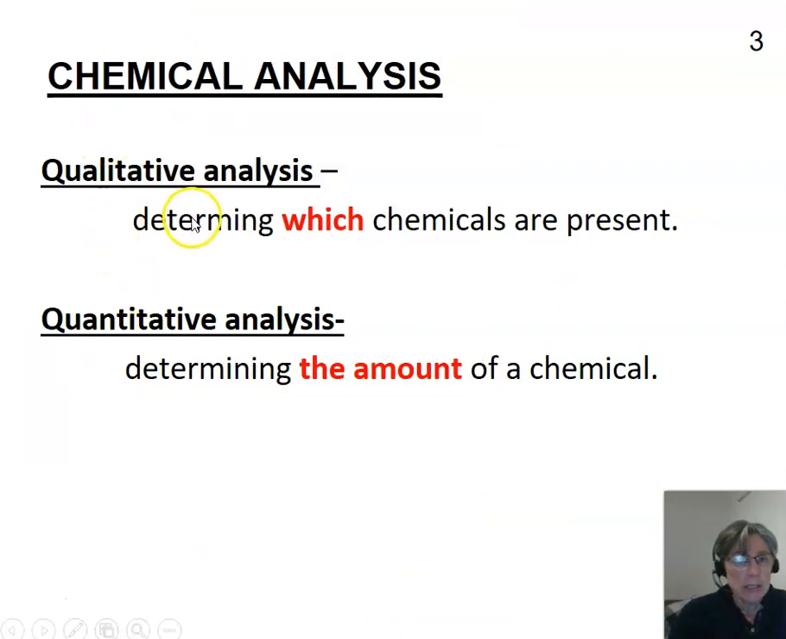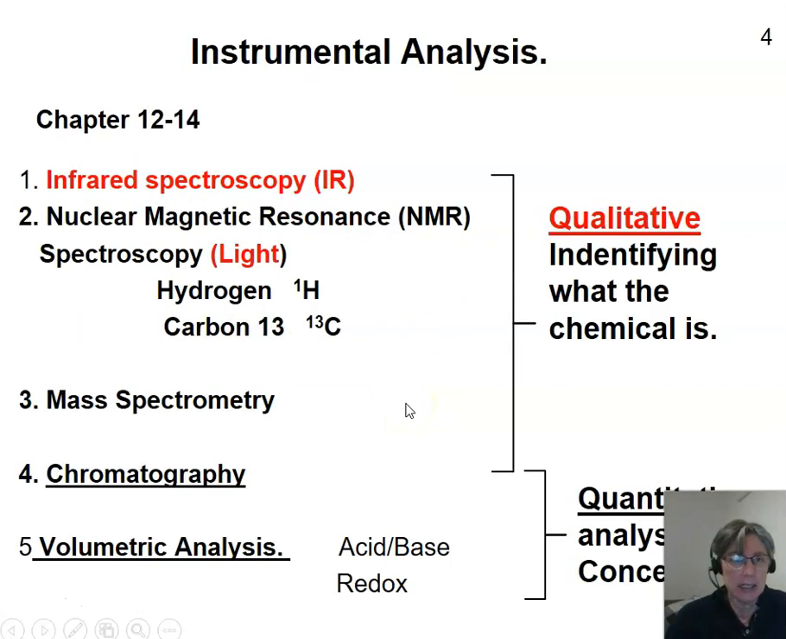This analysis that we're looking at, qualitative, remember, is looking at which chemical. We've looked at mass spec so far, and this is IR. These techniques will help us work out what chemical we've got. And quantitative, there's a couple of techniques that we'll look at telling you how much. So infrared, NMR, mass spec, and chromatography we can use to work out what chemical we've got. And chromatography and volumetric analysis are two techniques to work out how much of a chemical you've got.